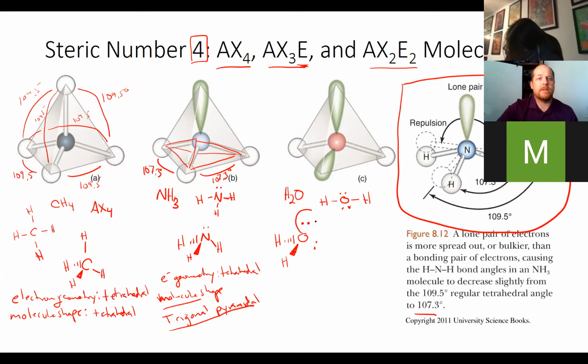Now, in this case, we have these lone pairs that are sitting in orbitals out here, and those are pushing on those hydrogen-oxygen bonds quite a bit. And so this angle here, right, is going to be less than 109.5.